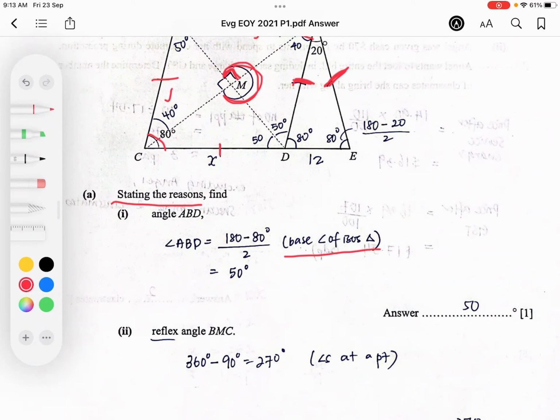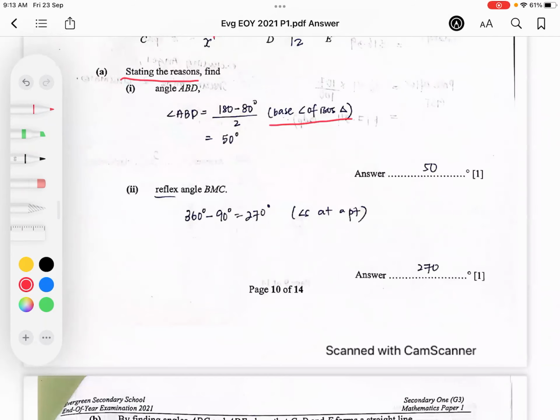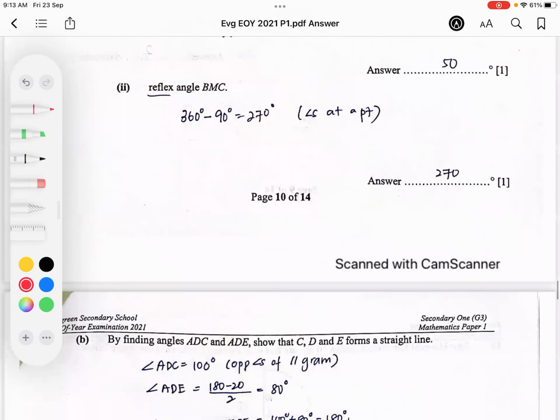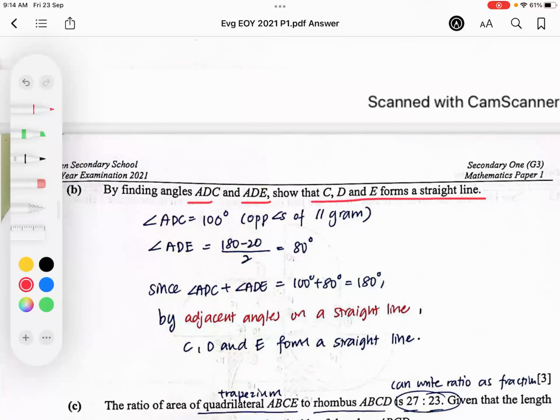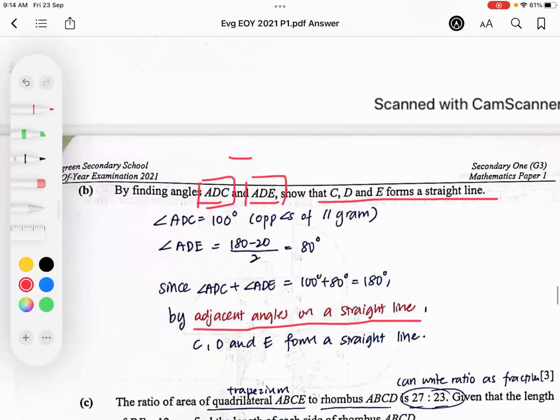Okay. Next question. This one says blah, blah, blah. Find angle ADC, find angle ADE, and show that it forms a straight line. What are the angle properties related to forming a straight line? Well, the angle property is adjacent angles on a straight line add up to 180. That means my objective is to check ADC plus ADE, does it equal 180?